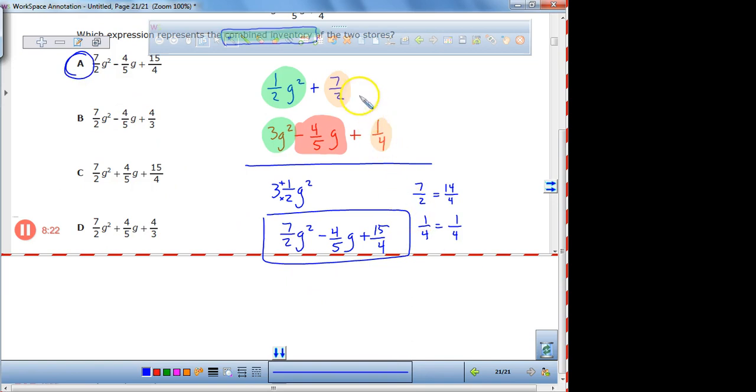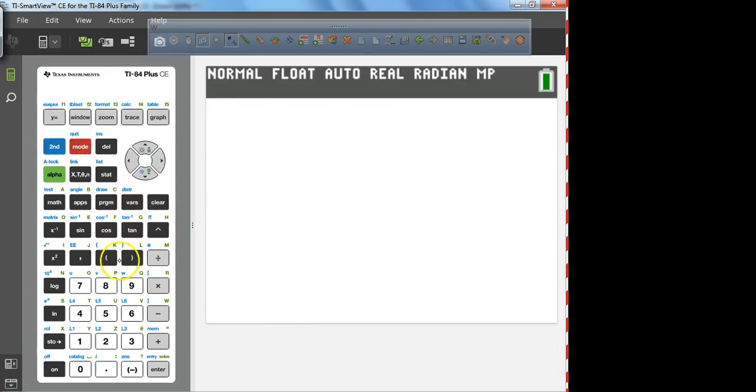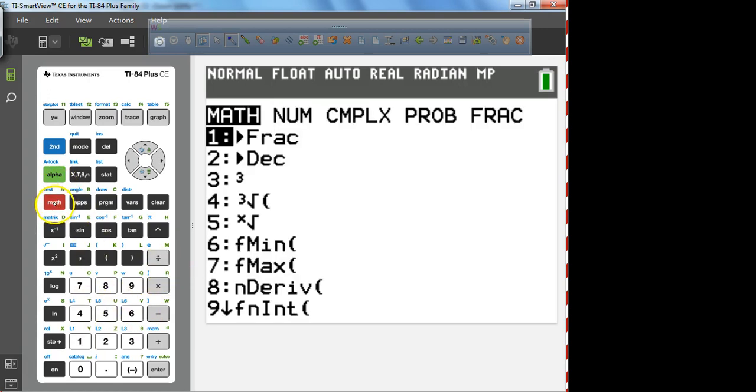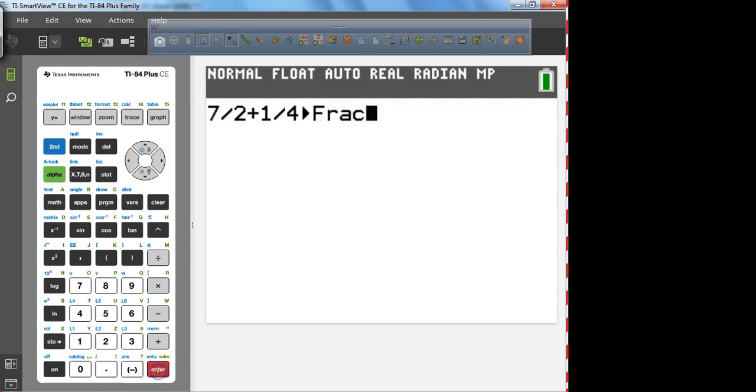Now for those of you who are like, you know what, I'm just not good at adding fractions together, here's what you can do, check it out. Get your calculator. Do 7 divided by 2 plus 1 divided by 4. Hit the math button. You press enter twice. And look what the calculator does for you.